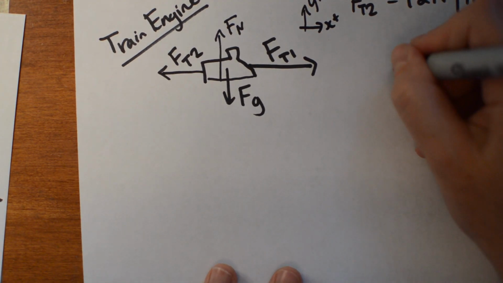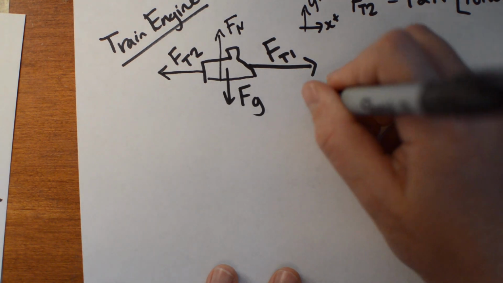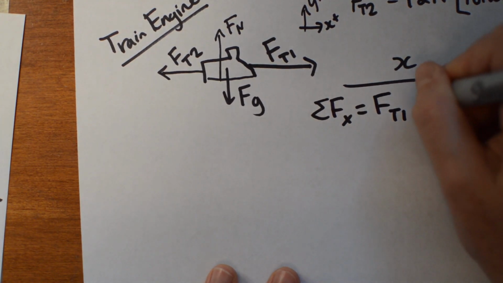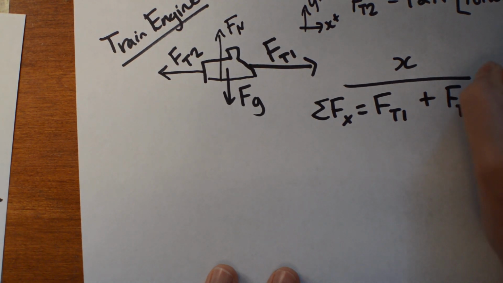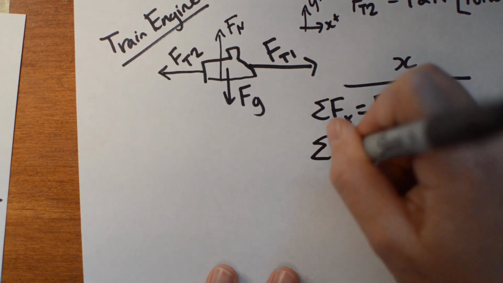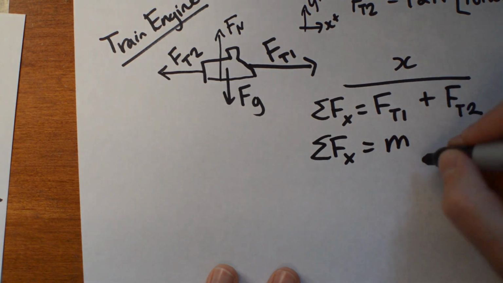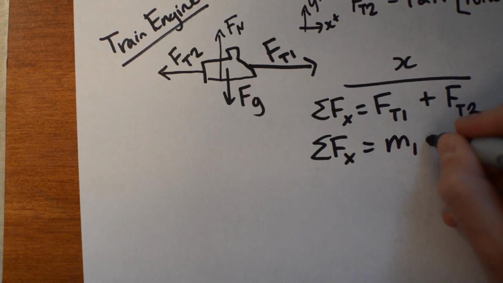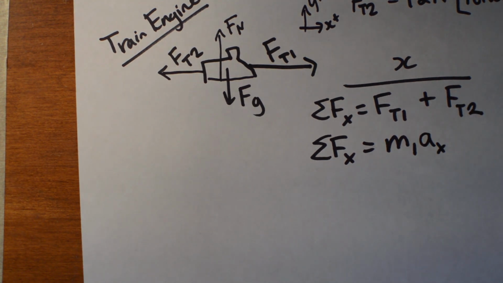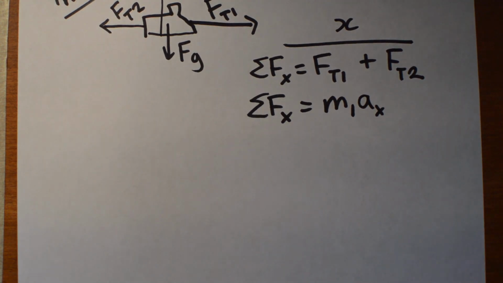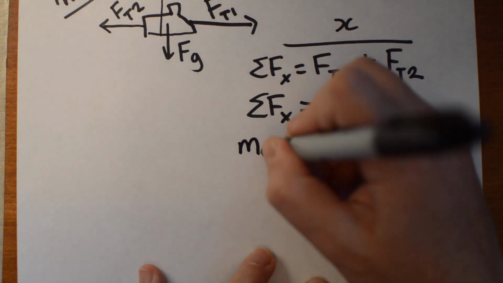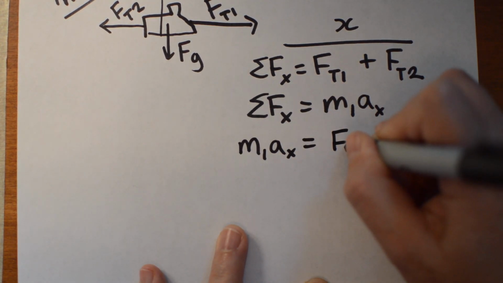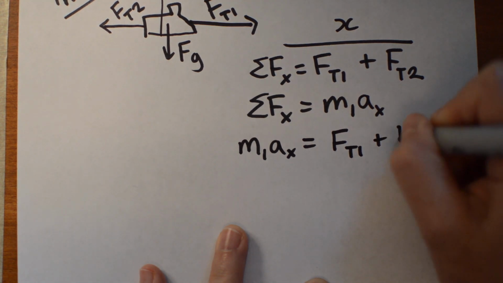So if I sum up x direction forces on the train engine, I would have Ft1 and Ft2. I have both of them. The net force in the x direction on the train engine is going to be the mass of the train engine. The train engine is m1, the 12 kilogram mass, times the acceleration of the engine, which is also the acceleration of the whole system. So I know m1 ax is going to equal Ft1 plus Ft2.